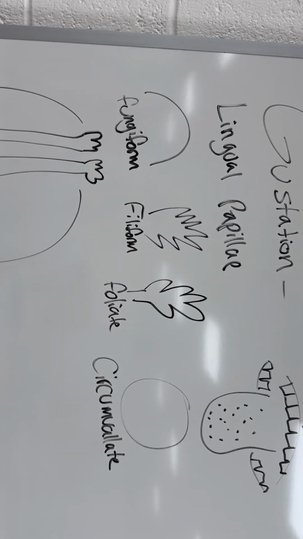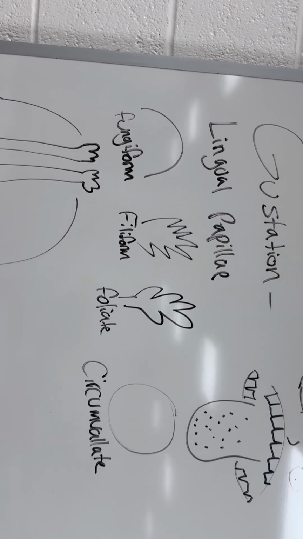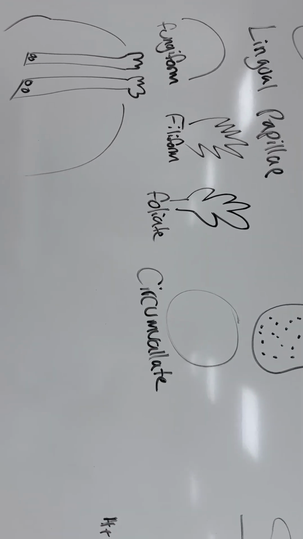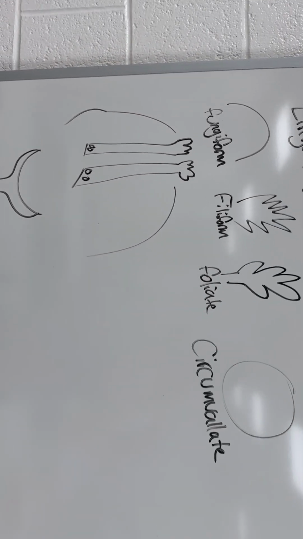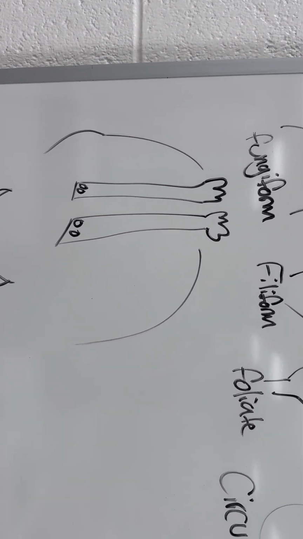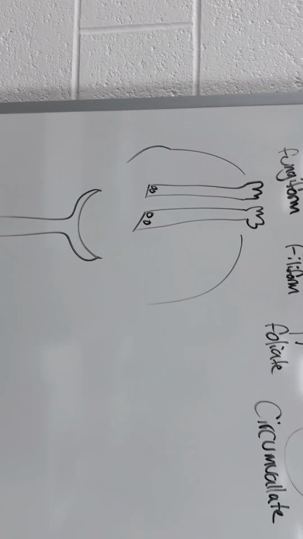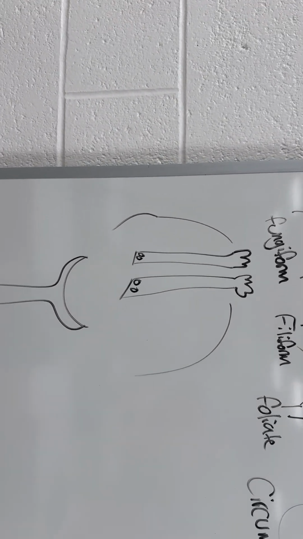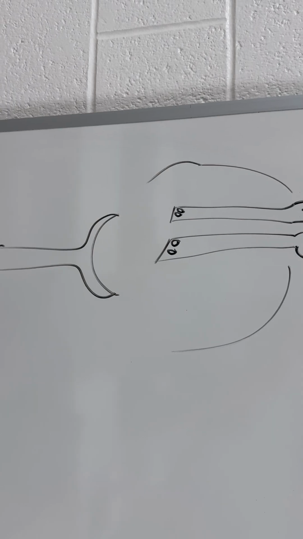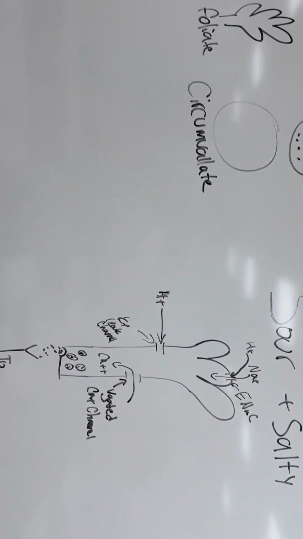We have a few different types of lingual papillae: fungiform, filiform, foliate, and circumvallate. These lingual papillae contain taste buds and then the taste receptor cells. And at the basal level of these lingual papillae, we're going to have a nerve synapse there.